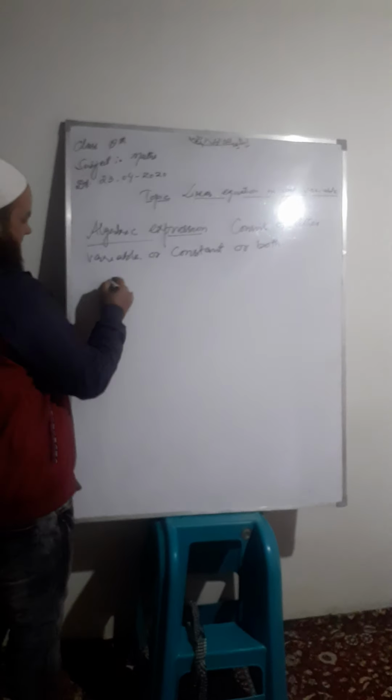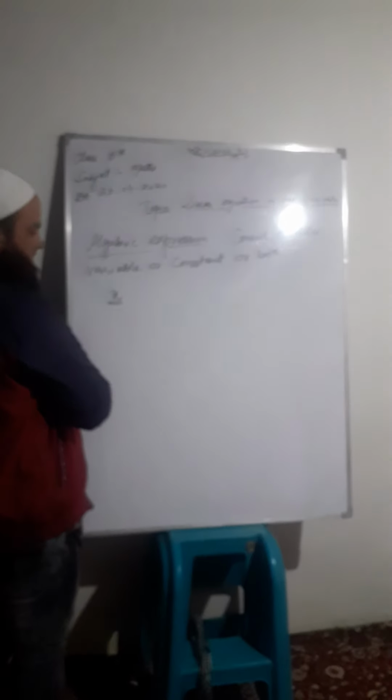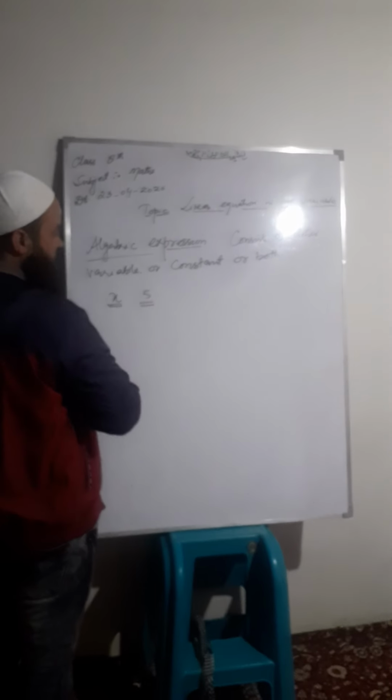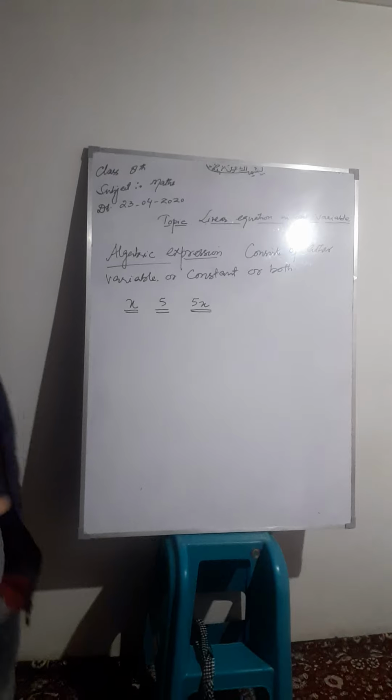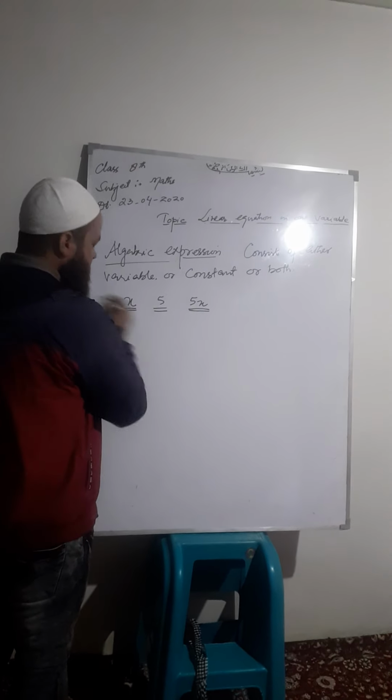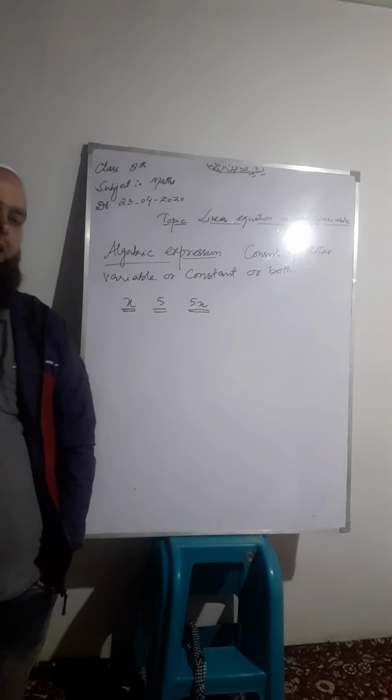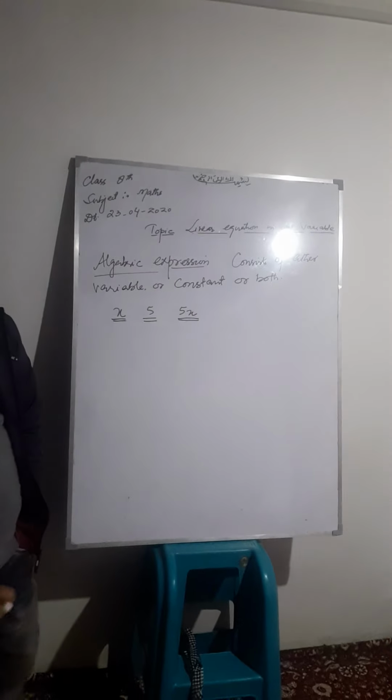That is, x, it is an expression, pi, it is an expression, pi x, it is also an algebraic expression. So these are the examples of expression. But all these three are algebraic expressions of one term, consisting of only one term. So these algebraic expressions are called monomials because they consist of only one term. This term may be either a variable or a constant or both of them.